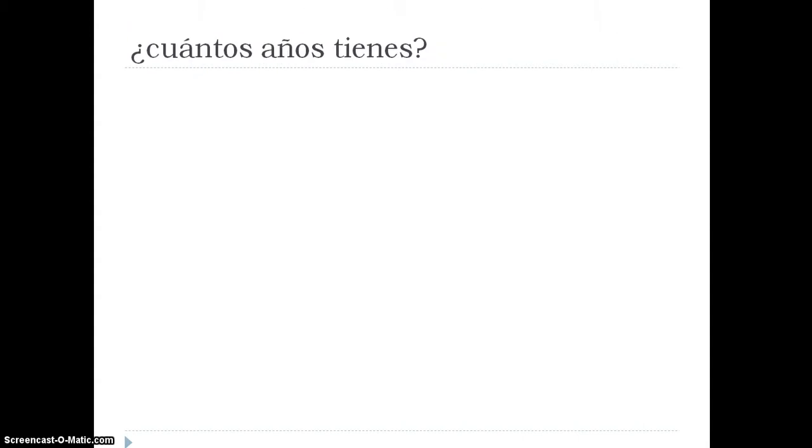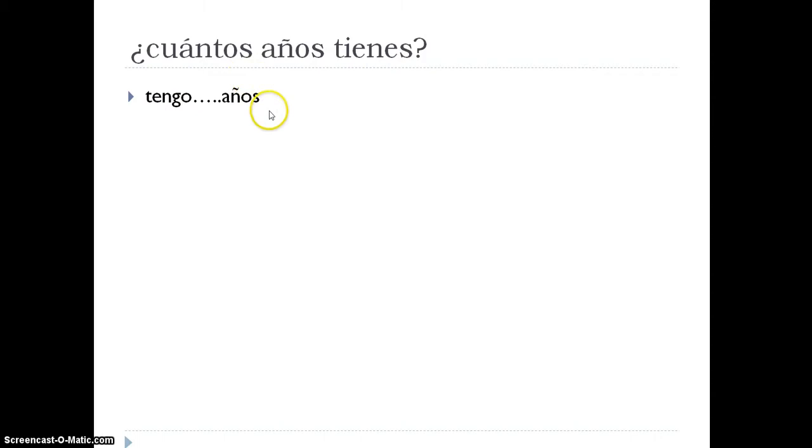Okay, so that's saying what your name is, and now saying how you are, and asking other people that question as well. ¿Cuántos años tienes? Now, obviously, you wouldn't ask this one if you were adults, but if you're learning Spanish at school, then this is a really useful phrase to know. ¿Cuántos años tienes? Now, in Spanish, you say how many years have you got? Not how many years are you or how old are you, the verb to be. In Spanish, we use the verb to have.